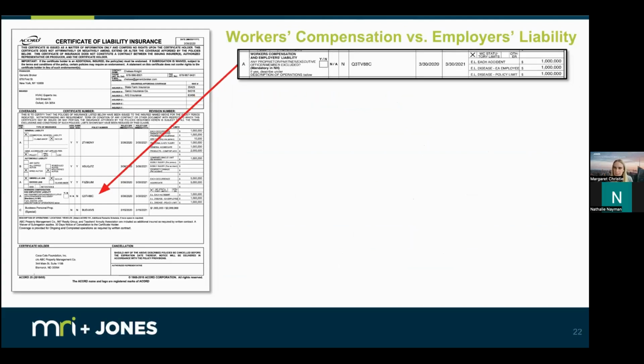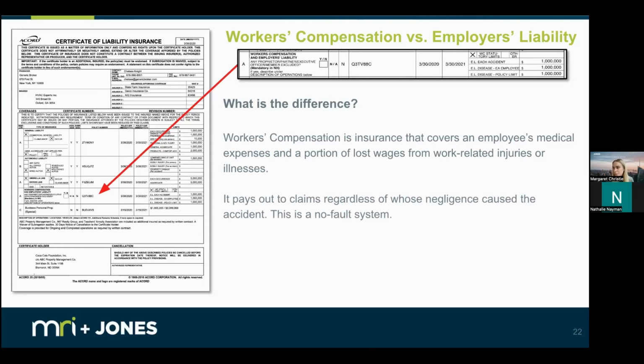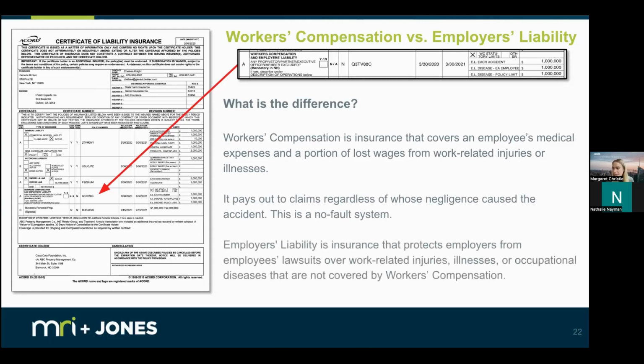Sharing this box, we have employer's liability. Employer's liability is different than workers' compensation. What is the difference? Workers' compensation, again, is insurance that covers employees' medical expenses or lost wages due to work-related injuries or illnesses. It pays out claims regardless of who's at fault. It's a no-fault system. Employer's liability is actually covering the employer. So if an employee were to sue due to a work-related injury, employer's liability would be covering the employer against that suit. So that would be the purpose of having both.